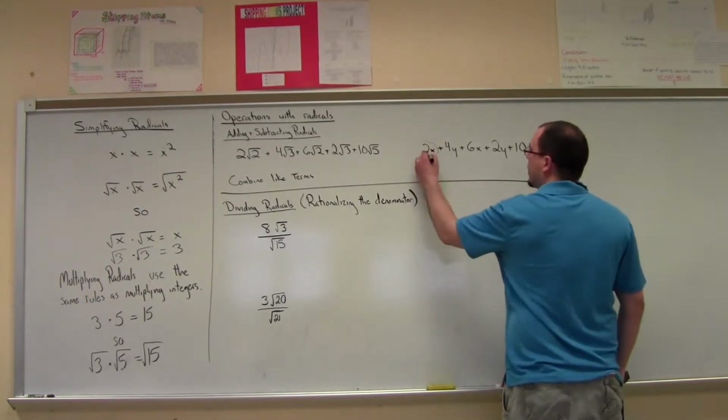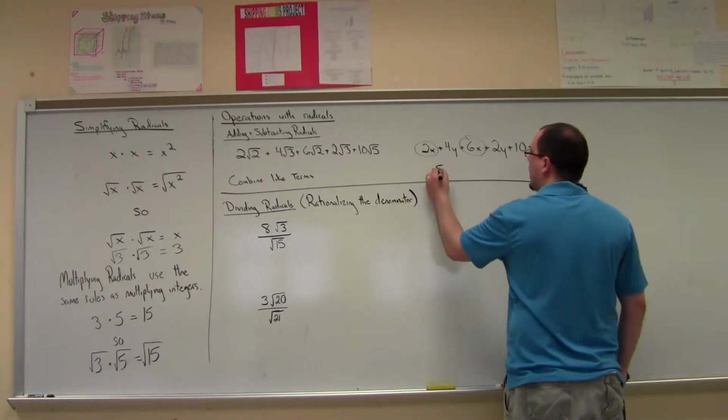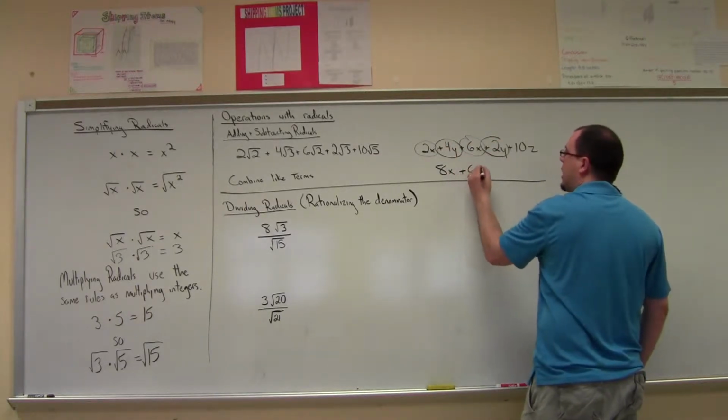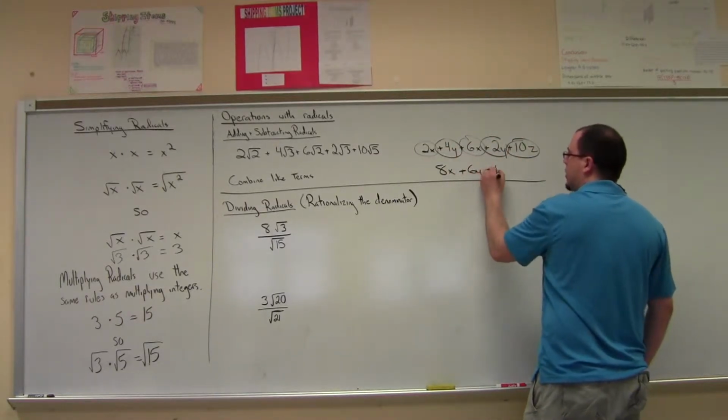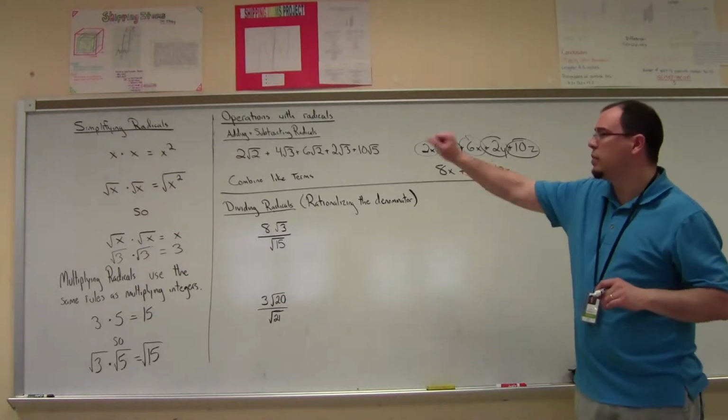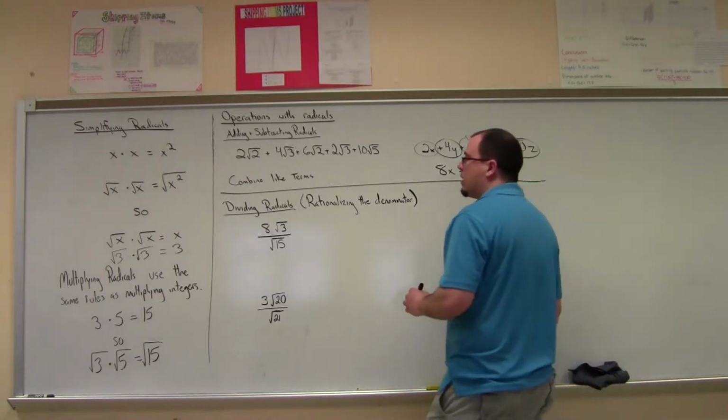So you'd put the 2x and the 6x together and you'd get 8x. You'd put the 4y and the 2y together and you'd get 6y, and you'd get the 10z at the very end. And that would be it. That would be as simplified as you could make it. We're going to do the same thing when adding and subtracting radicals.